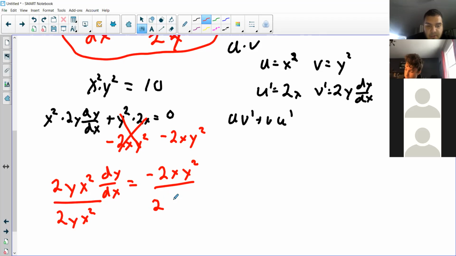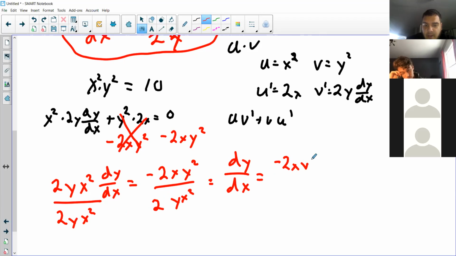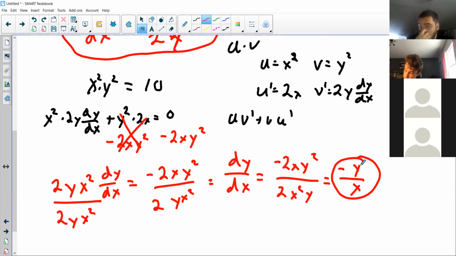2yx squared. So dy over dx should equal, in this case, negative 2xy squared over 2x squared y. And I can simplify that a bit to negative y over x. That one's very simple to simplify. I think we should do that, because the 2's cancel out, one x cancels out, one y cancels out. Should be pretty simple to simplify. Something where it's just rearranging. Yeah, something like this is good to simplify.